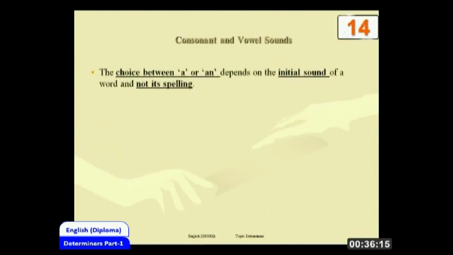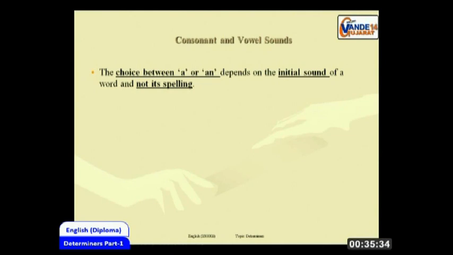In the next slide, we are going to learn about the use of the indefinite article. When should we use the article A, or when should we use the article AN? In order to understand the use of article A or AN in a sentence, we should know in which circumstances we should use them. The choice between A or AN depends on the initial sound of a word and not its spelling.